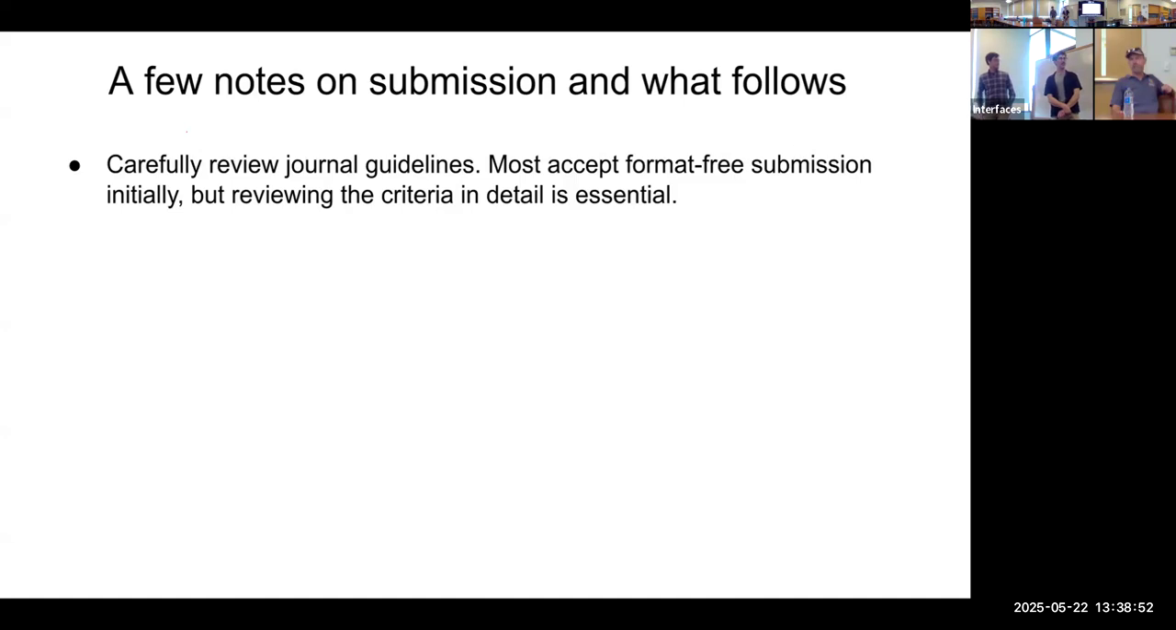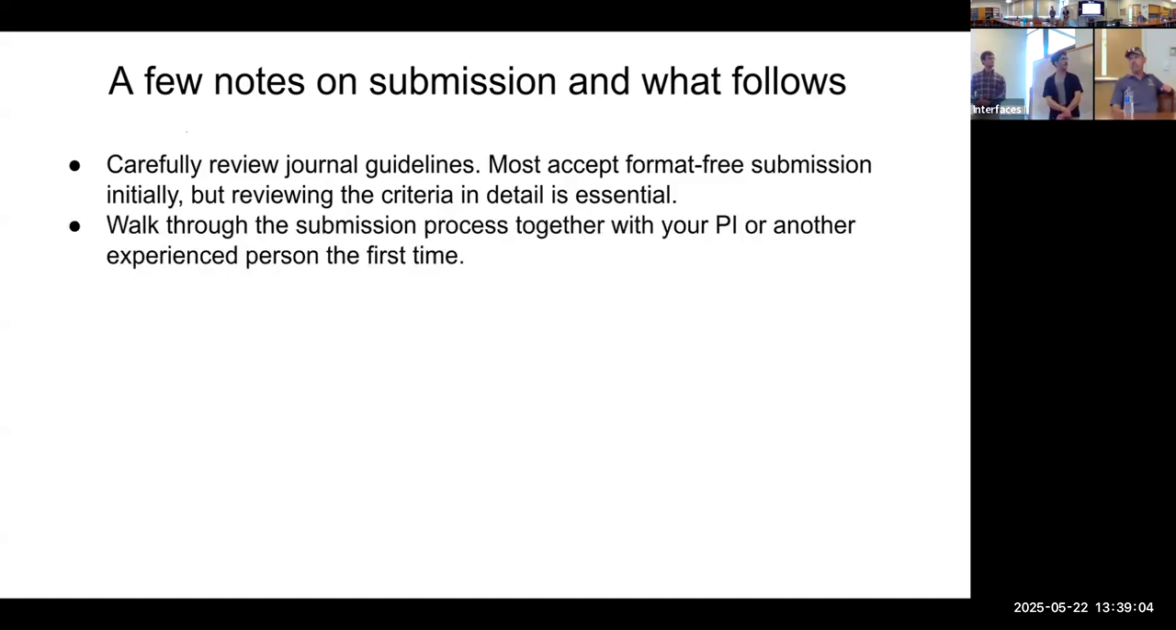If you're writing to a journal that is very particular about page limits, reference limits, and figure limits, that's important, but in general, they accept a format-free submission the first time, so you can always revise later. The first time you submit, it's nice to have someone there to help you. I submitted my first paper alone, and I messaged my advisors for 2 hours on Slack trying to figure out what I put in each thing. It would have been much nicer if that was done in an office with other people.